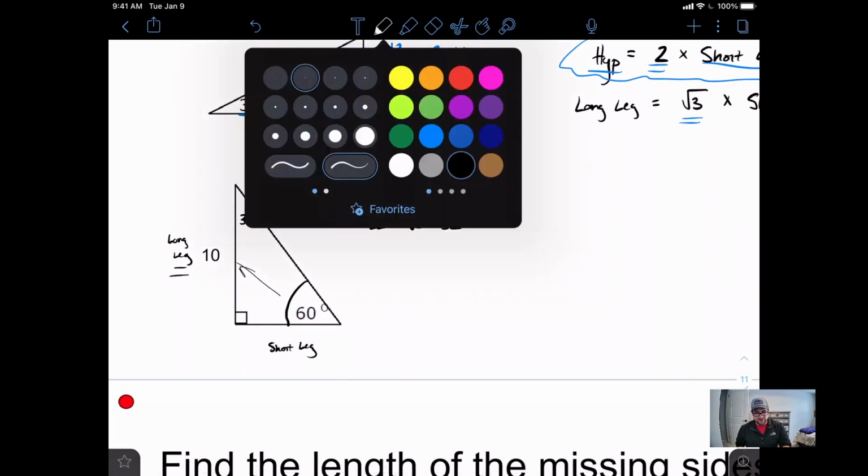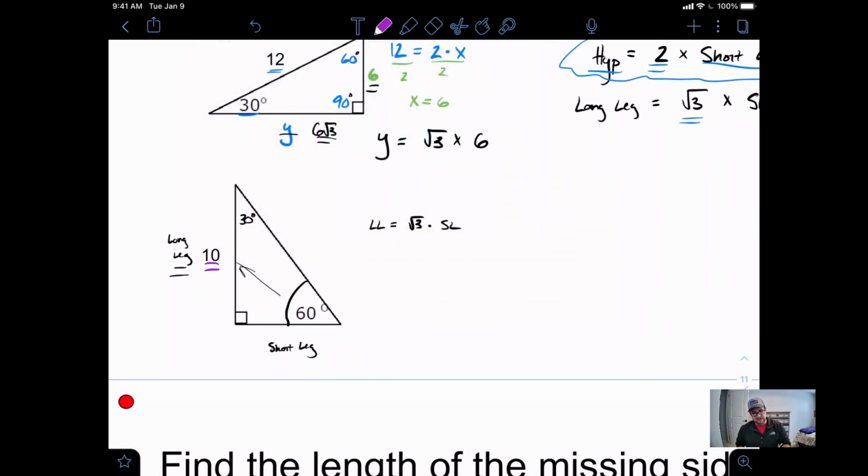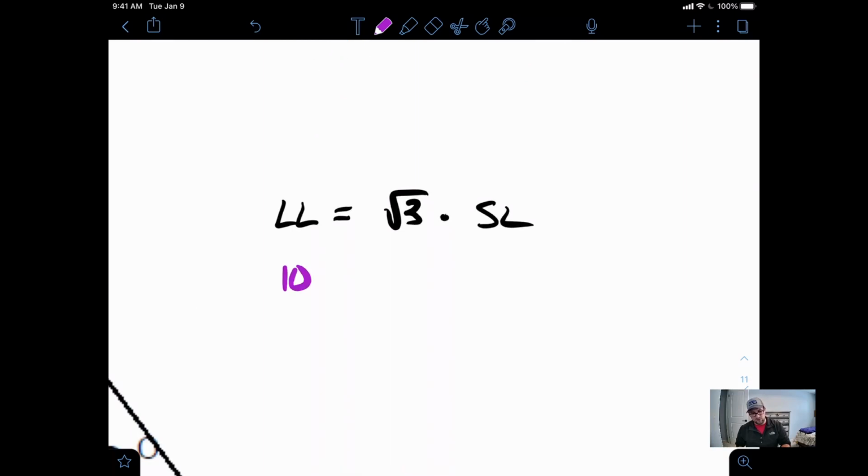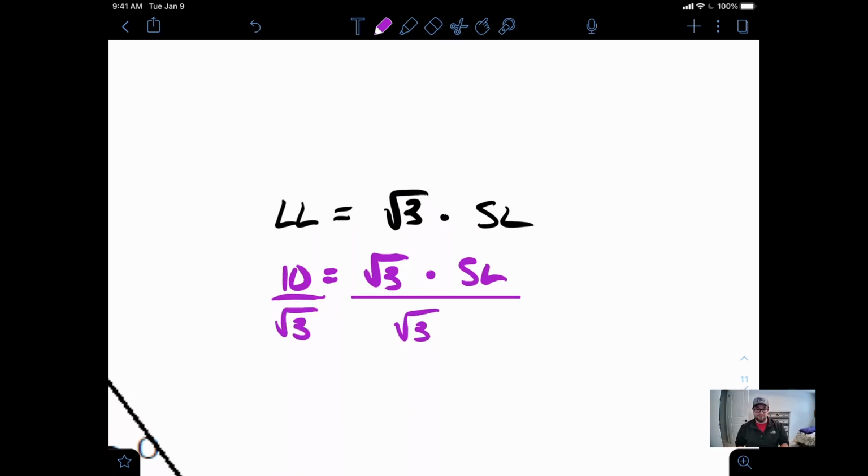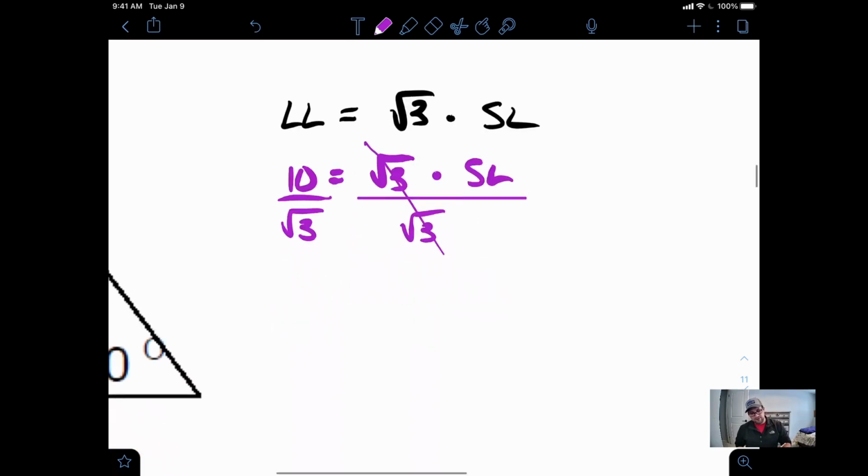In this situation, since the long leg is 10, we can replace LL with 10. So 10 is equal to the square root of 3 times the short leg. If I want to find the length of the short leg, I need to get rid of the square root of 3. So I'm going to divide both sides by it. These two will cancel off. So I'm left with 10 over the square root of 3 is equal to the short leg.